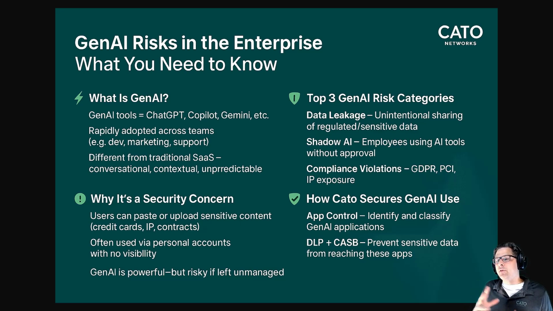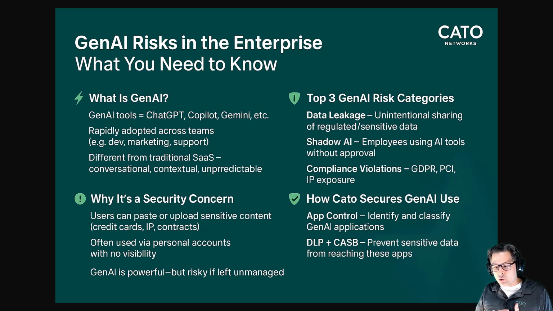And so what are those top three categories? Data leakage, so unintentional sharing of regulated data. Shadow AI, so tools being used that you don't know how to manage, that are leveraged in the enterprise but aren't being managed by IT. And then compliance violations.